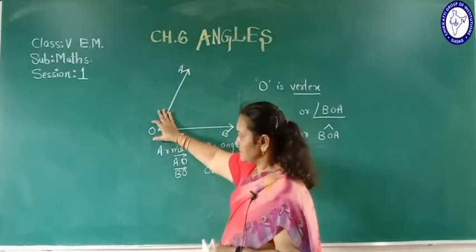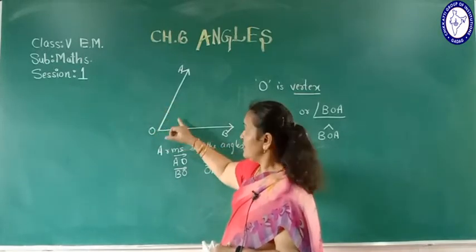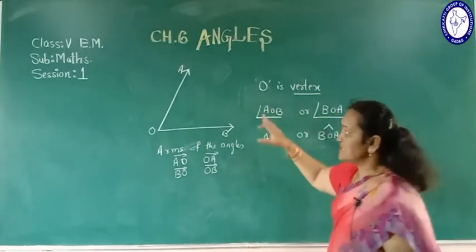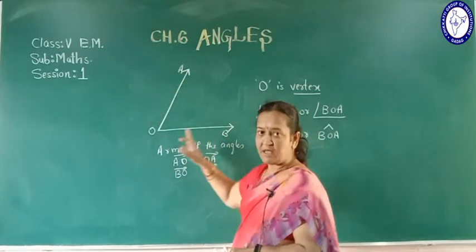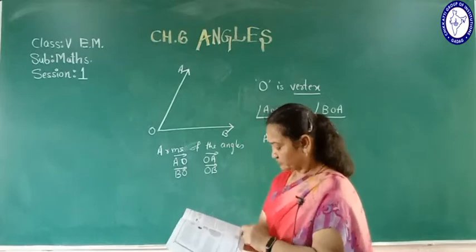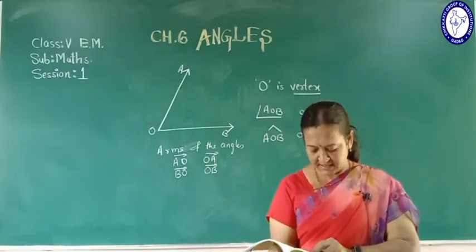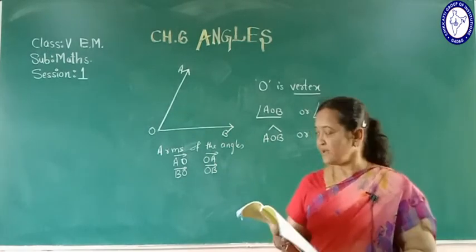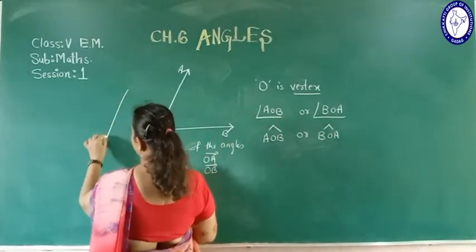This vertex should always be the middle one. Always you should write it in the middle. Should start with the end of the arm. AOB and BOA. This understood? Okay. So the middle letter always represents the vertex. So in the adjoining figure, still one example. Here this is the example.